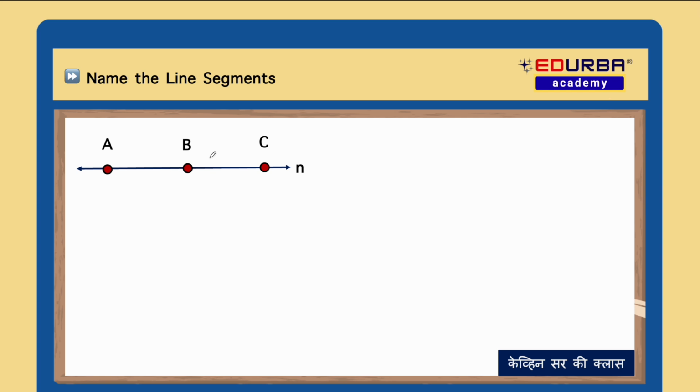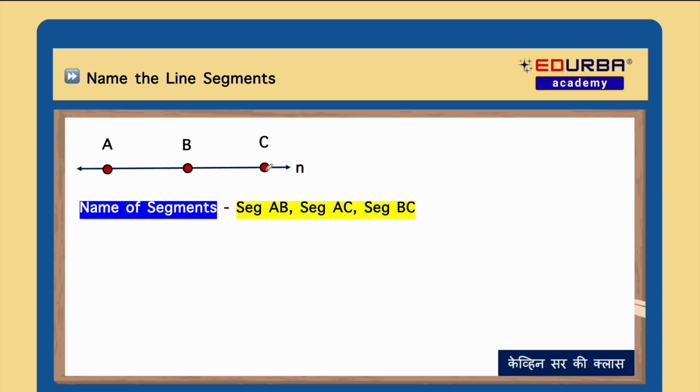Here we have another example of line segment. How many segments we can get on this line N? Let's find out. The first segment could be starting from point A. So the segment AB. Second segment could be segment AC. The third segment could be segment BC. So with 3 points on the line, we got 3 line segments. Now please note that each of these segments have unique endpoints. Endpoints of segment AB were point A and point B, whereas endpoints of segment BC were point B and point C.